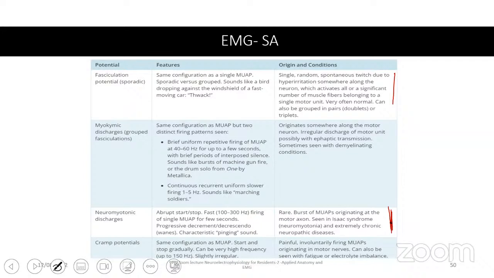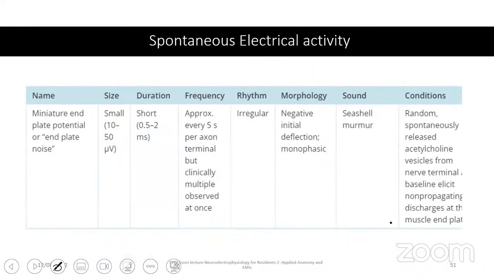Cramp potential has the same configuration as MUAP, and starts and stops gradually. You're going to learn the normal morphology of MUAP, but just learn that these things are dependent on MUAP. The cramp potentials are painful, involuntarily firing MUAPs originating in motor nerves, and can also be seen with fatigue or electrical imbalance. So that is spontaneous electrical activity, let's continue.